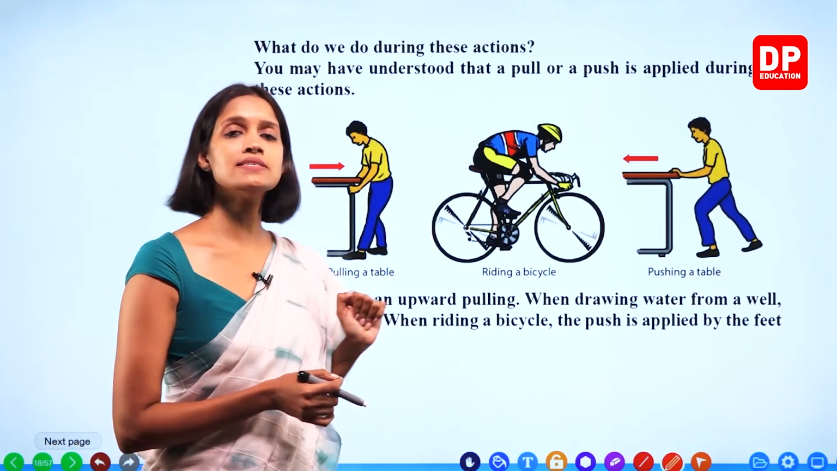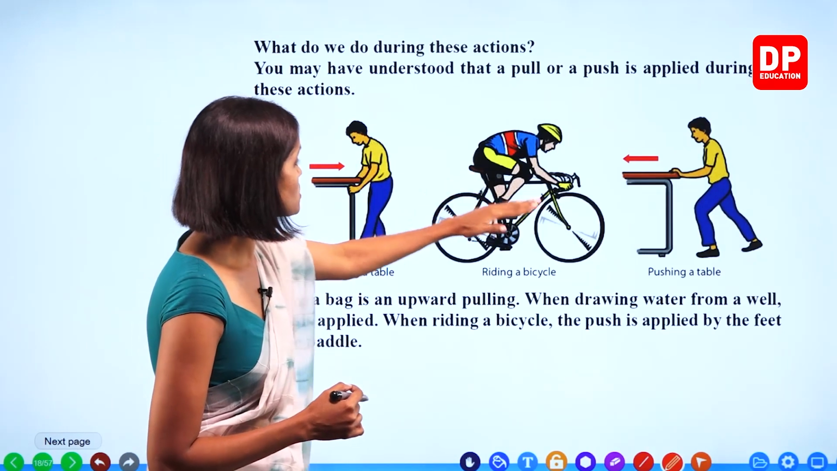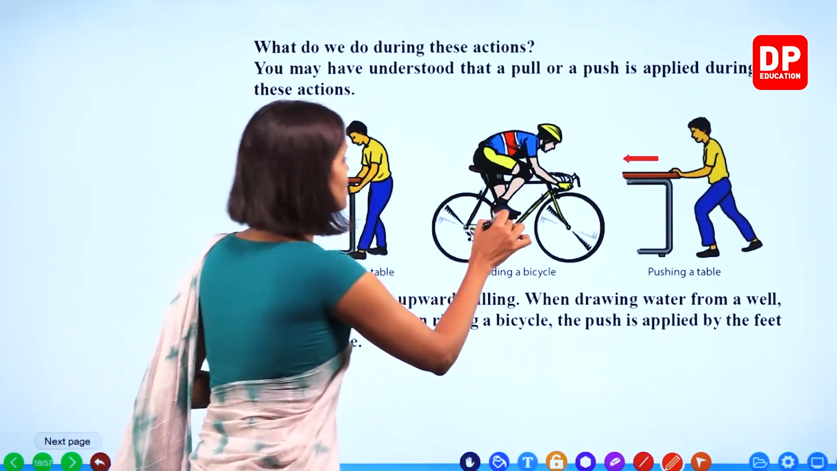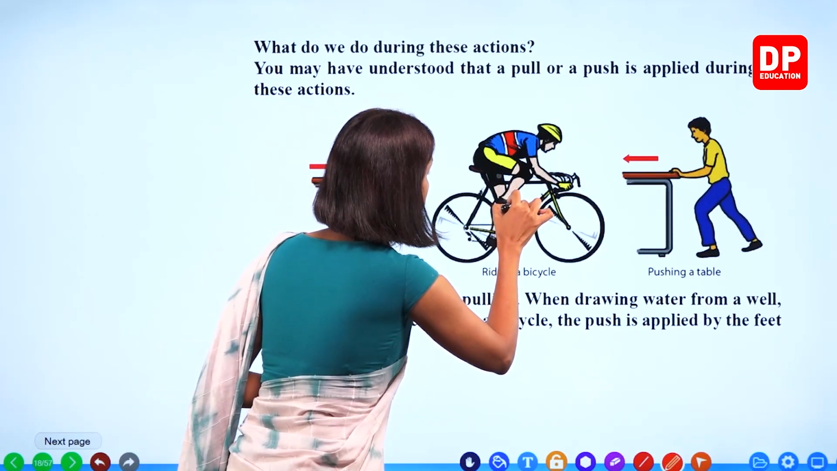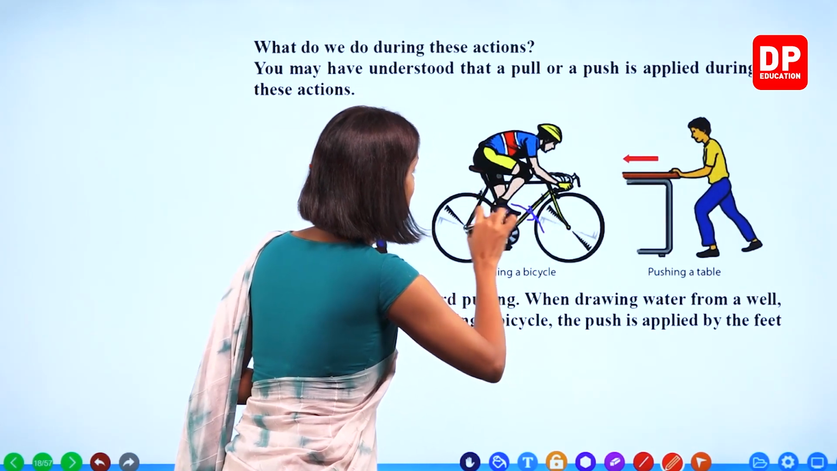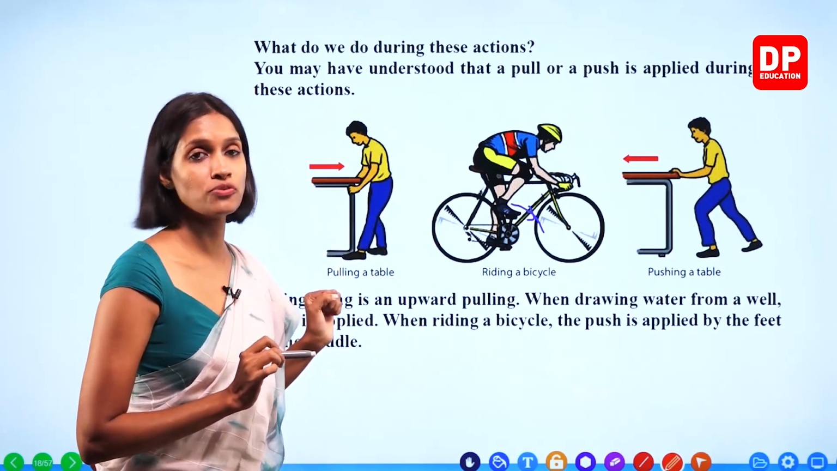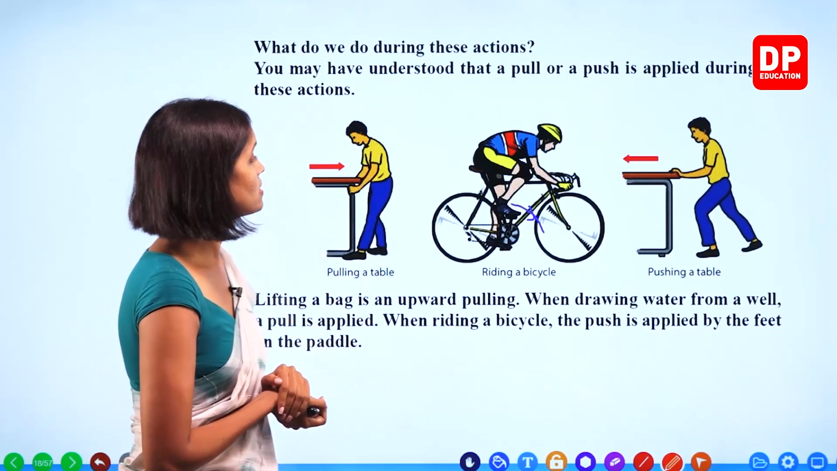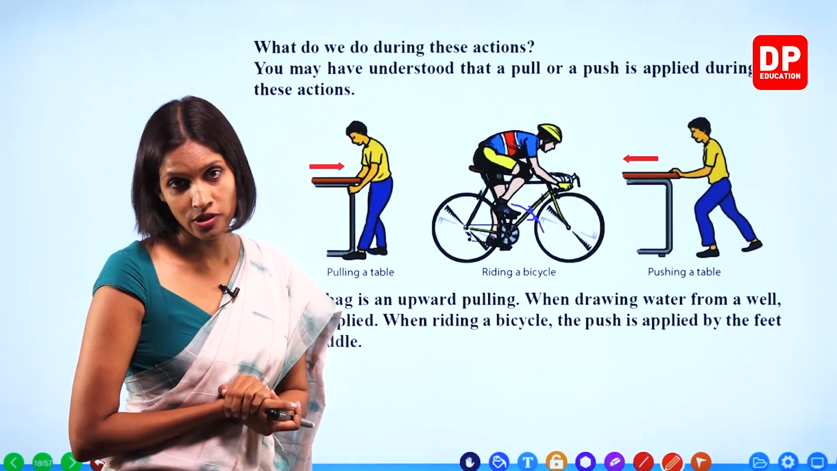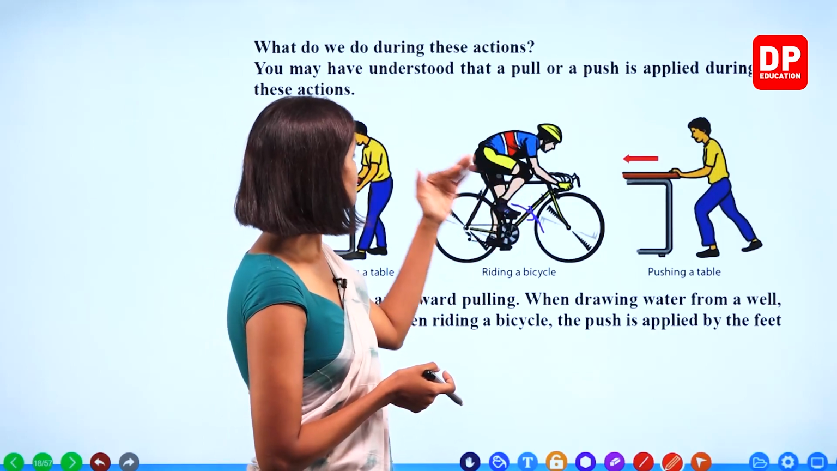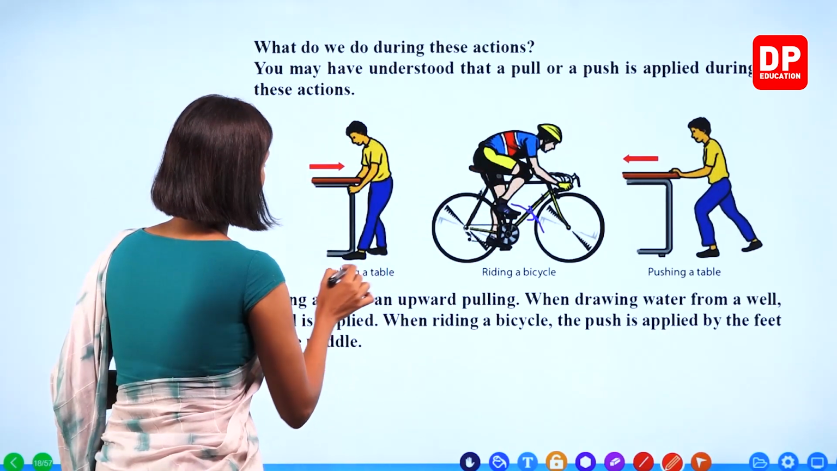Riding a bicycle. How do you ride a bicycle? You have to push this pedal, right? So here you have to give a push. When you go forward, you have to give a push to the pedal and then it rotates, making the bicycle move. You have to push it with your feet, right? Pushing a table. You have to push it away from you. So in all these three instances, pushing and pulling are applied. Right here, pulling.